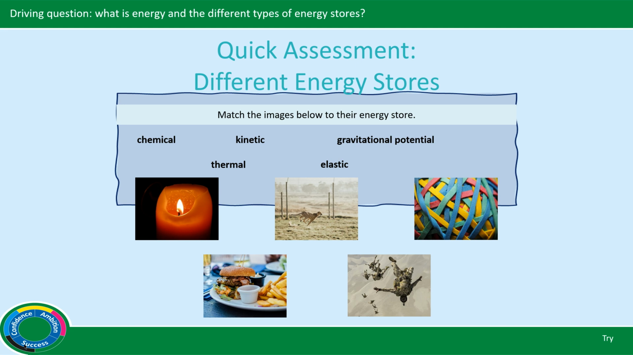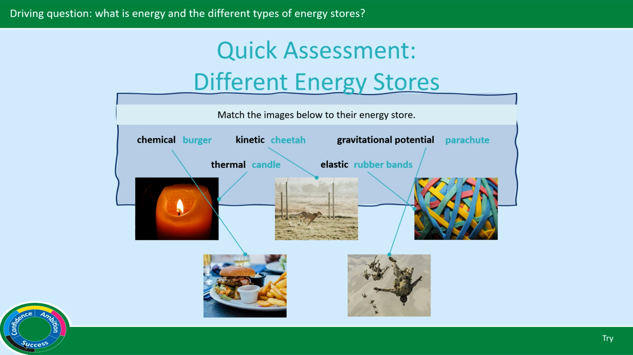We have different energy stores: chemical, kinetic, gravitational potential, thermal, elastic. You should look at these pictures and be really happy about which one is which. Chemical is clearly our food. Kinetic is running or movement. Gravitational, for example, is the man in the parachute. Thermal is our candle. Elastic is our rubber band.